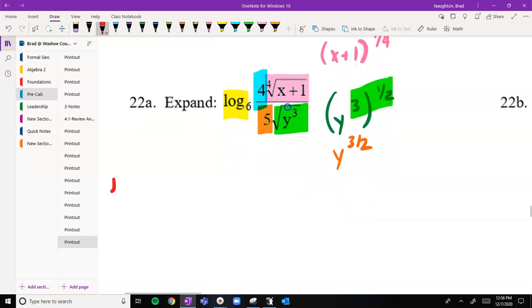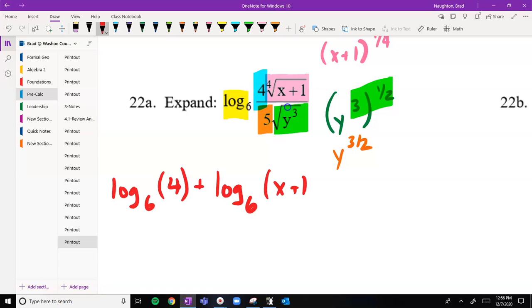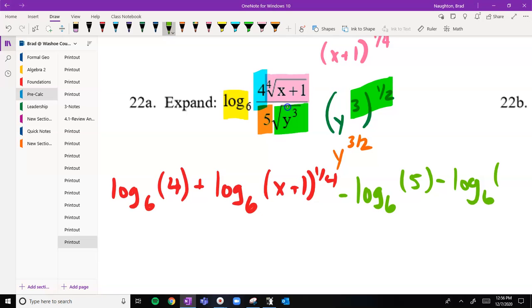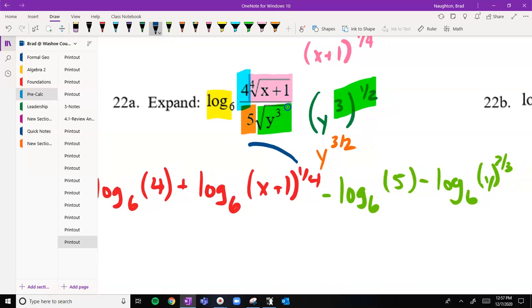So we'll rewrite this as log base 6 of 4, and then plus, because it's in the numerator, log base 6 of x plus 1 to the 1/4. And then because these next two are in the denominator, we'll go minus log base 6 of 5 minus log base 6 of y to the 2/3 power. All right, a couple of things you want to do. Remember, we're not done until we bring these exponents in front.